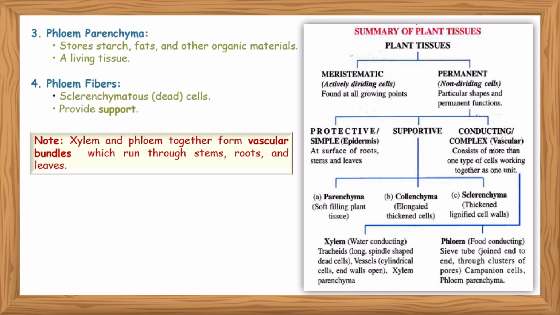Permanent tissues are of three types. Protective tissue is simple: the epidermis at the surface of roots, stems and leaves. Supportive tissue has three types: parenchyma, collenchyma and sclerenchyma. And conductive tissue is of two types: xylem and phloem. Parenchyma is the soft filling plant tissue, collenchyma is made of elongated, thickened cells, and sclerenchyma also has thickened and lignified cell walls. Conducting tissue: xylem is basically the water-conducting tissue. It has tracheids, vessels and xylem parenchyma. Phloem contains sieve tubes, which are joined end to end through clusters of pores. It has companion cells and phloem parenchyma.